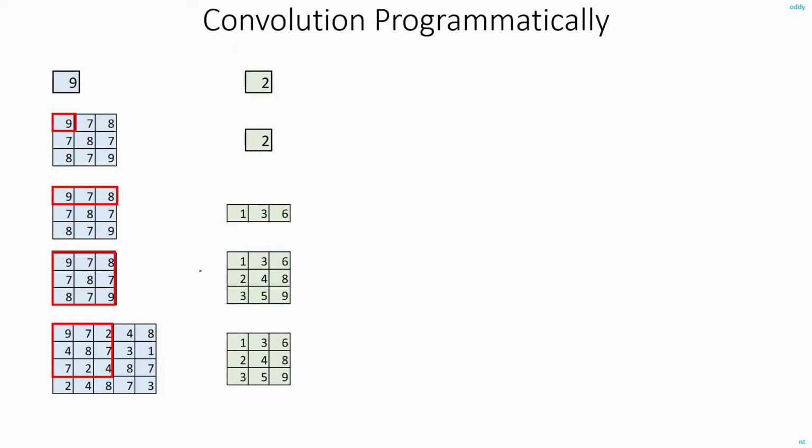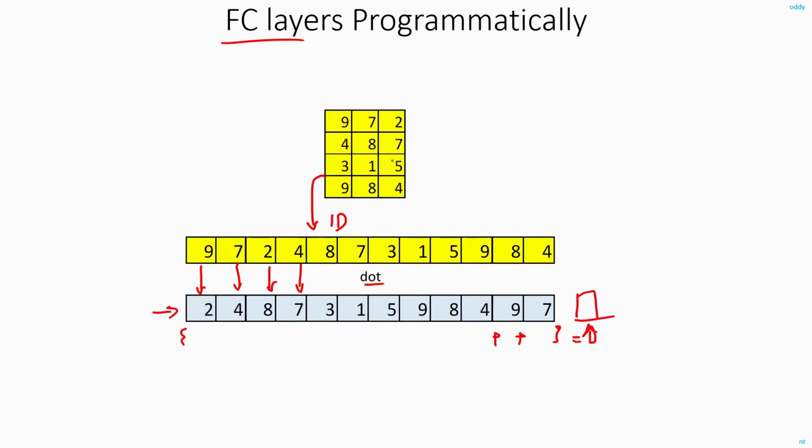If you think about it, if you go back to this example, here in the fourth case, we are taking the element-wise multiplication of all the elements in the matrix. That is, you are multiplying 9 with 1, 7 with 3, 8 with 6 and so on. Whatever values you are getting, you are just adding it up to get a single scalar. So if you think about it, even the fully connected layer can be implemented as a convolution operation.